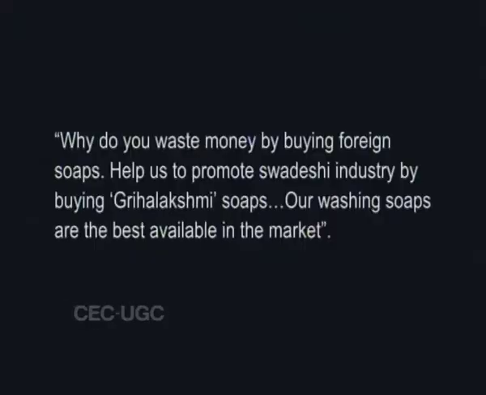one can see that traditional images were put forward to serve something modern. One of the advertisements on Deshi soaps was as follows, quote, "Why do you waste money by buying foreign soaps? Help us to promote Swadeshi industry by buying Griho Lakshmi soaps. Our washing soaps are the best available in the market."